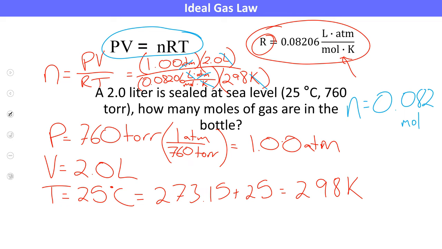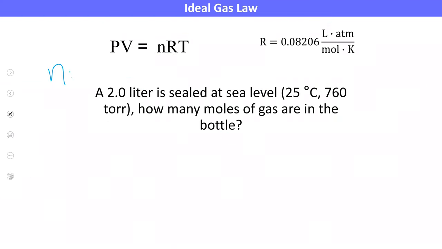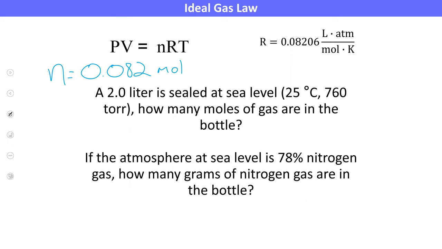All right, let's make it more complicated. Because that's what we do in chemistry, right? 2.082. If this sample is 78% nitrogen gas by mole, how many grams of nitrogen gas are in that bottle? Now it's a little bit of a conversion problem.